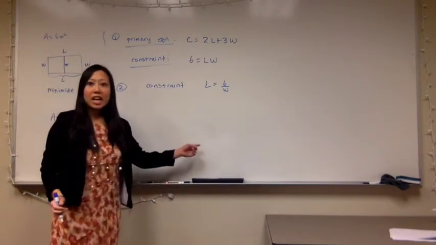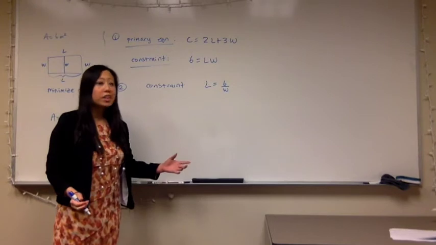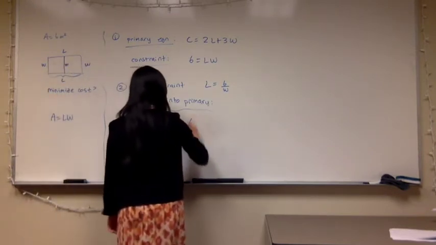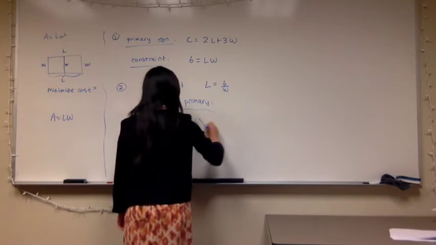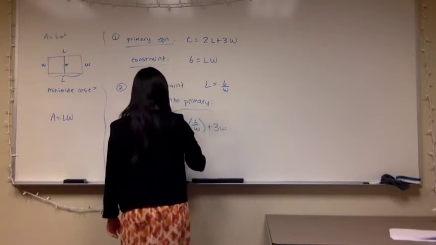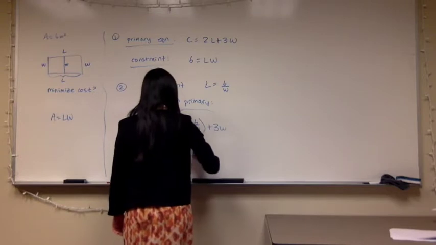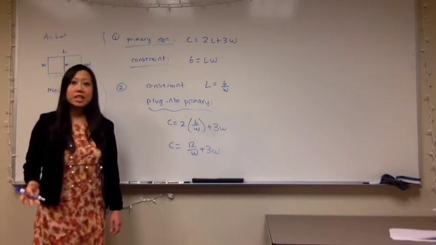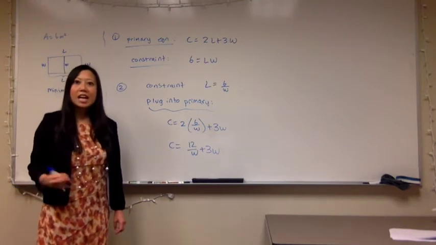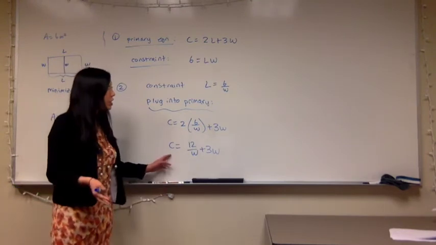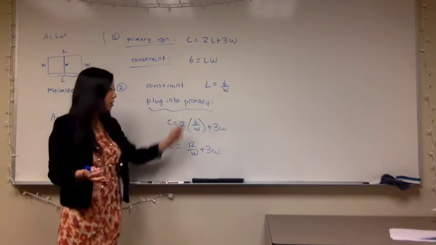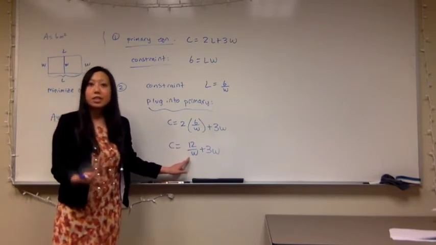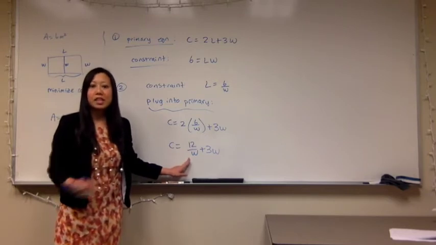And then I'm going to plug that into the primary equation. So if I plug it in, I have C equals 2 times 6 over W plus 3W. And that's going to give me C equals 12 over W plus 3W. And now I'm done with step 2. Step 3, now I go ahead and take the derivative of that, because I just took a function with 2 variables and converted it to a function of 1 variable, so that now I can take the derivative, because I know that will help me find my max or min, in this case the min.